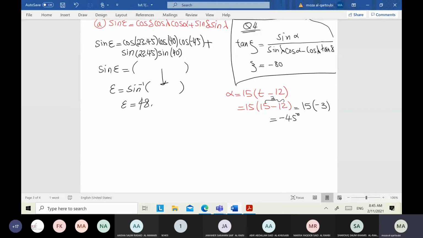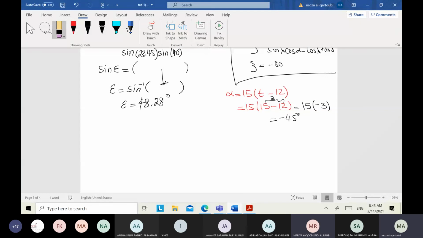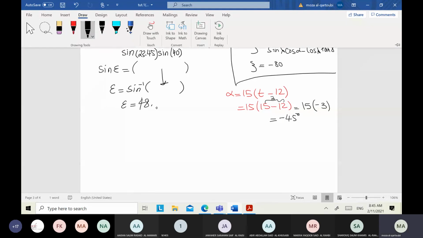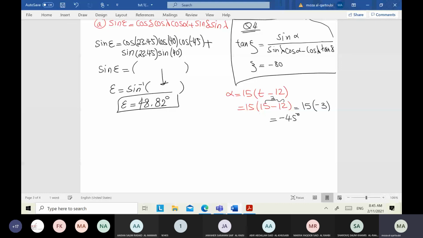It depends on the rounding I used here. For example, I have 48.82. Other students will find other answers. So the final answer is 48.82. Okay, 82. So this is epsilon, the elevation angle here.